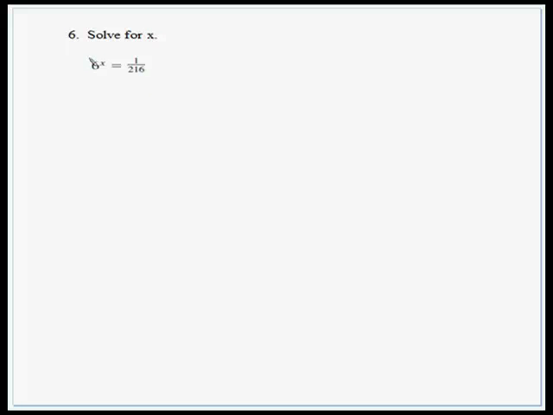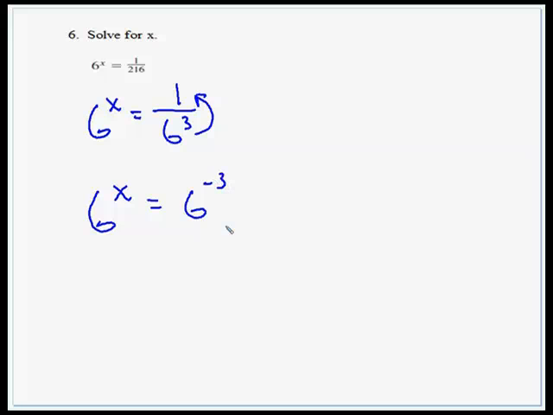Number 6, solve for x. This was a lot like one we saw a little bit earlier, except this base 6 is different. So we have 6 to the x equals 1 over, well, how do we rewrite 216? That's 6 to the 3rd. Bring the base and exponent up and change the exponent's sign. 6 to the x equals 6 to the negative 3. Oh, and that's a done deal then. Bases are the same, set the exponents equal. X equals negative 3.